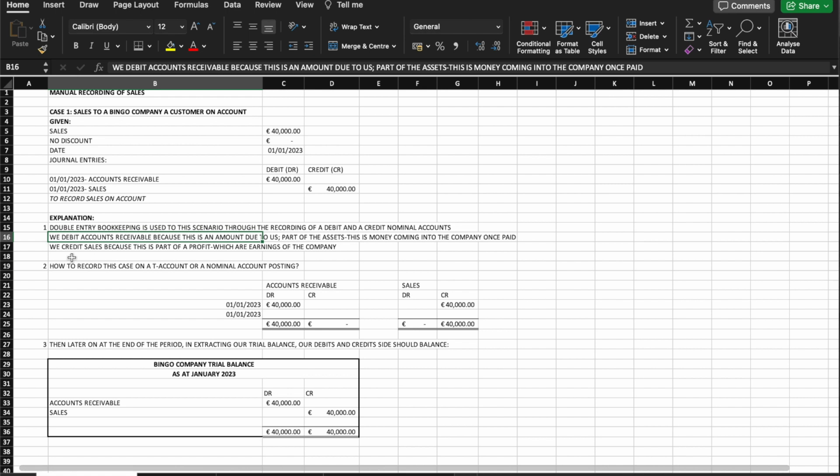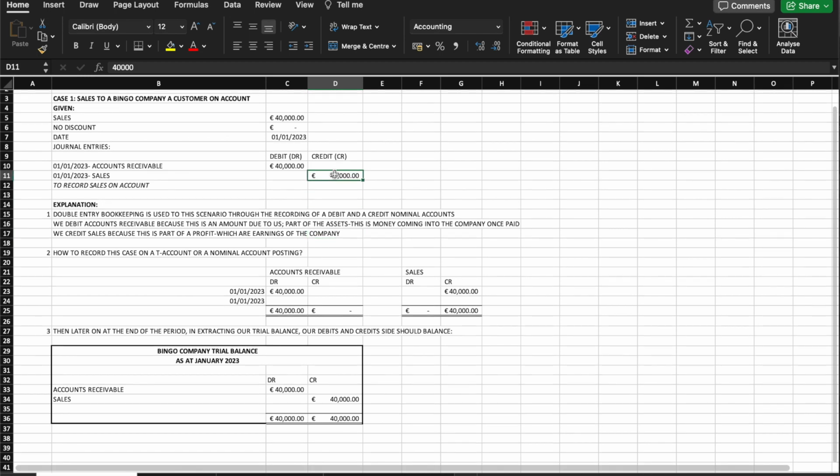And then why do we credit sales? Because this is part of the profit, which is earnings of the company. So part of the profit and loss and earnings of the company are on the credit side. So that's why we have to put sales on the credit side.